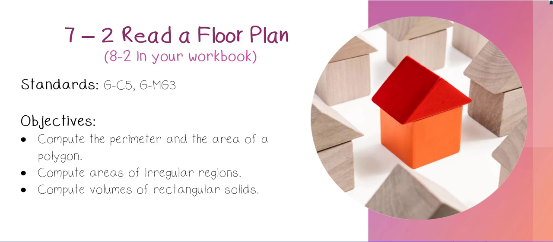In Unit 7, Learning Set 2, we're going to cover how to read a floor plan. And our objectives are to compute the perimeter and the area of a polygon, compute areas of irregular regions, and compute volumes of rectangular solids.